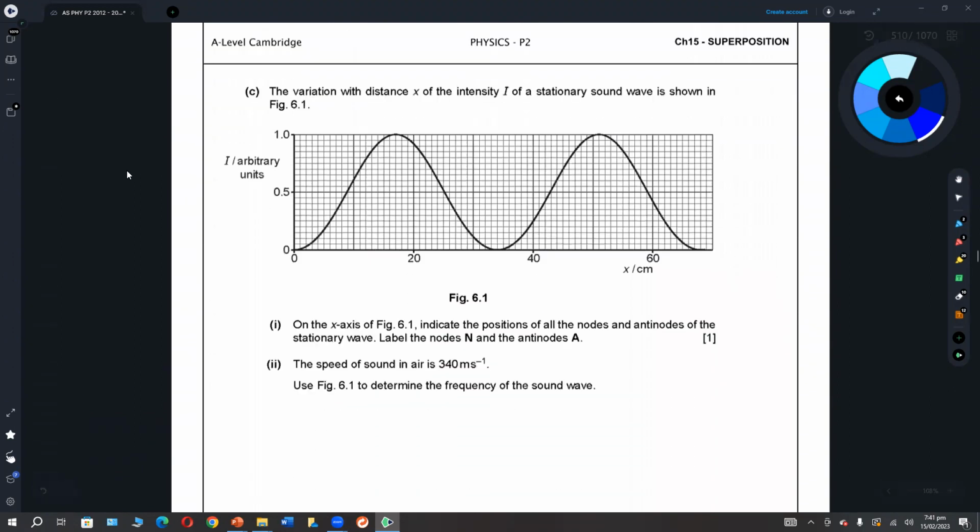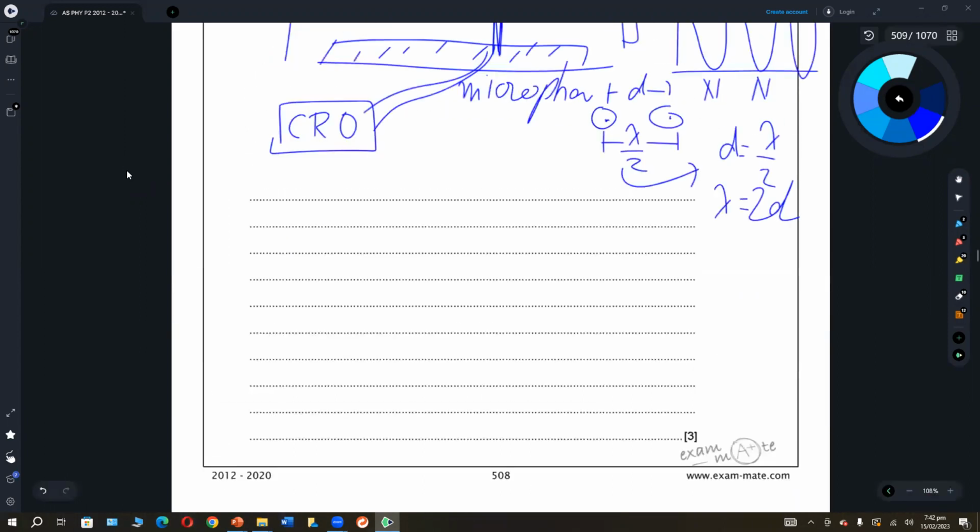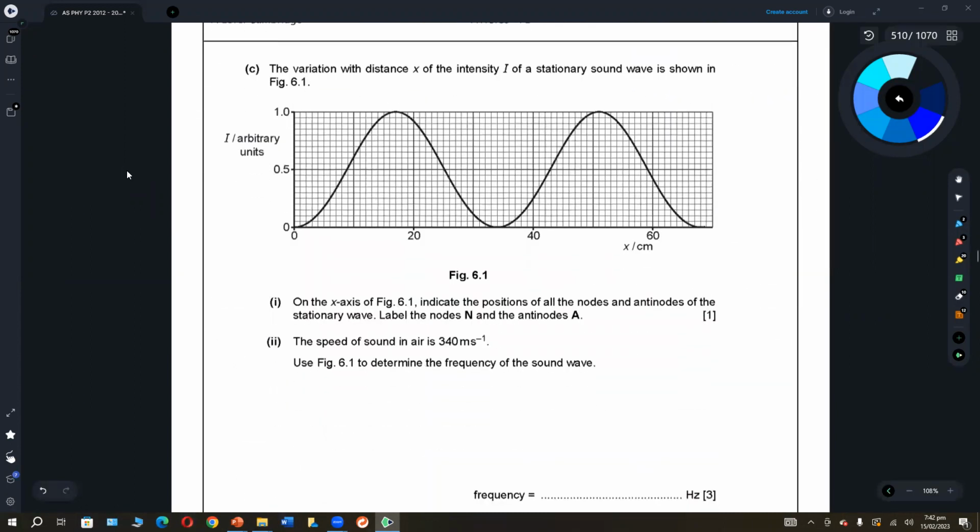Now we come to this part. The variation with distance x of the intensity of a stationary sound wave is shown. On the x-axis of the figure, indicate the position of all the nodes and antinodes. So I just made this sketch for you here. You can tell me that this will be a node, this will be a node, this will be an antinode, this will be an antinode, and this will be a node.